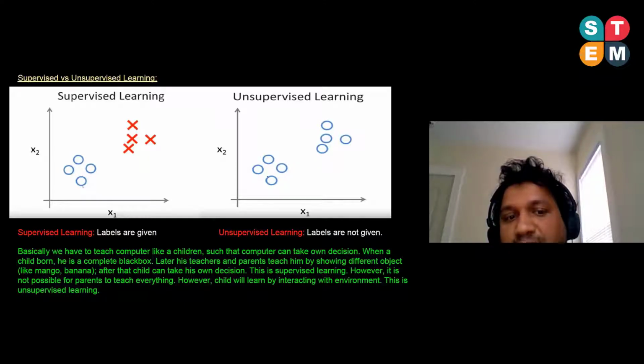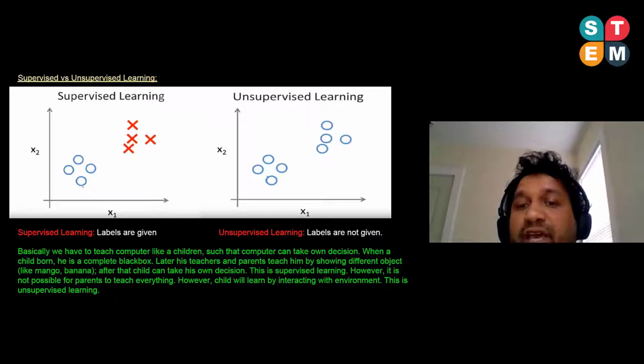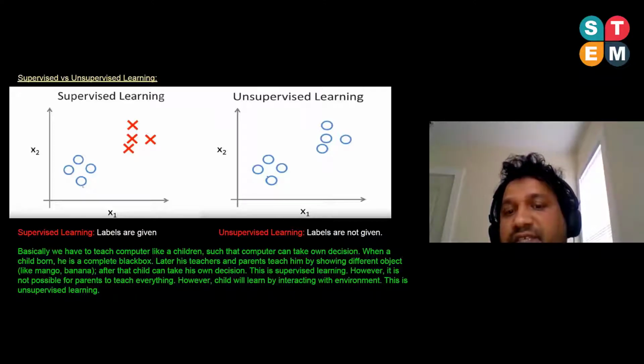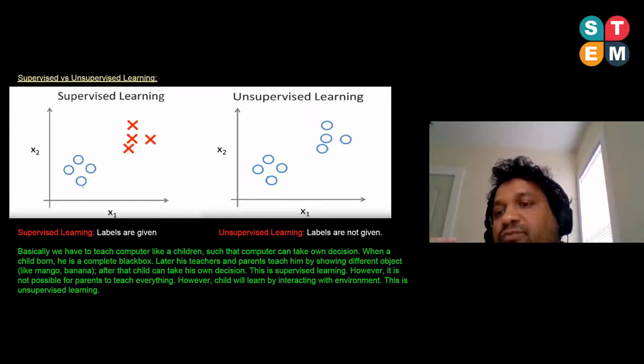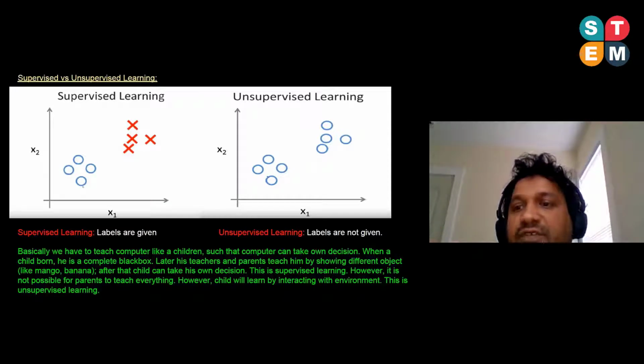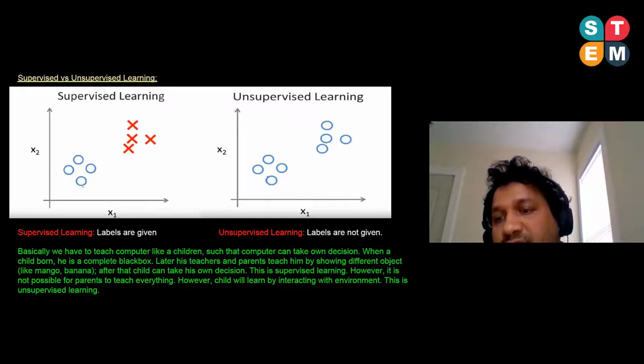It is similar to a child. When a child is born or comes into the world for the first time, he is a complete black box. Later, his teachers and parents teach him by showing different objects, like, okay, it's a mango or it's a banana. After that teaching, the child can take his own decision. That means one has to supervise the child so that the child is able to take his own decision, and this is supervised learning. The same procedure we follow to teach a computer.